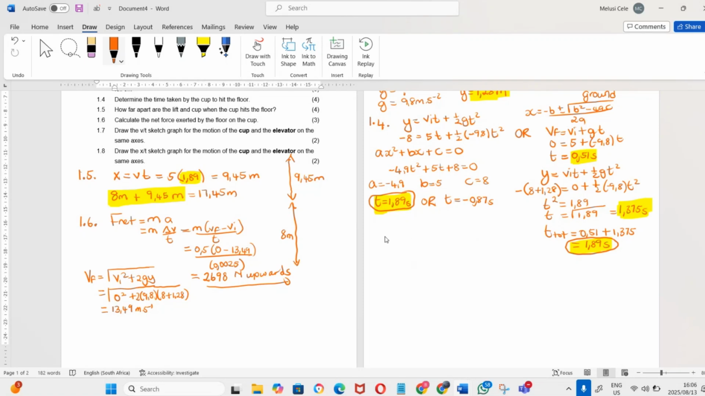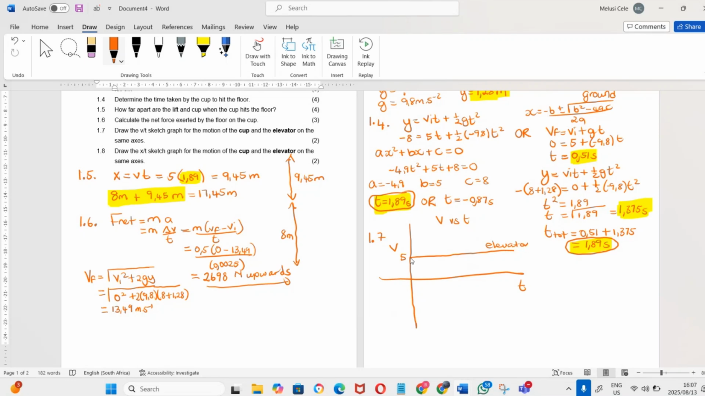Then obviously the last two things, 1.7, you have to draw a v-t sketch graph. Let me do that there and try and save space for the last question, which is 1.8. So this is a velocity versus time sketch graph for both the cup and the elevator. For the elevator, remember, we chose up as positive, and the elevator continued at a constant velocity upwards of 5 meters per second.